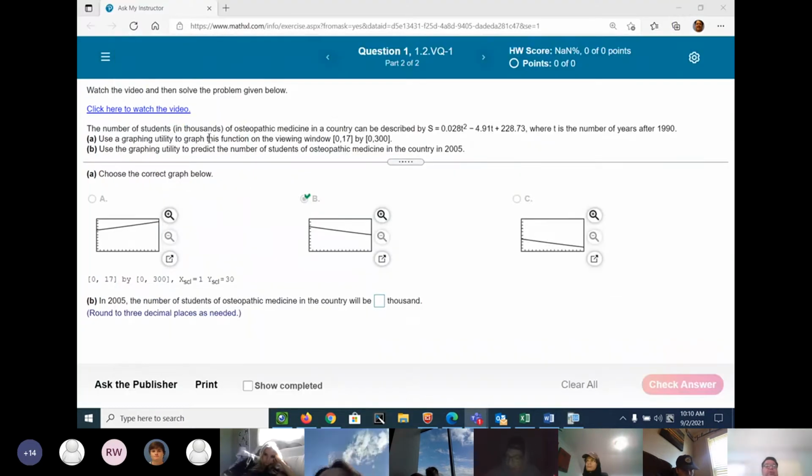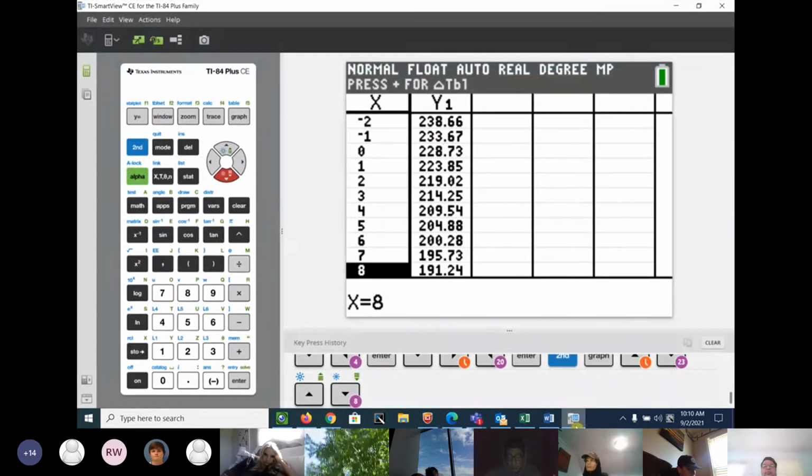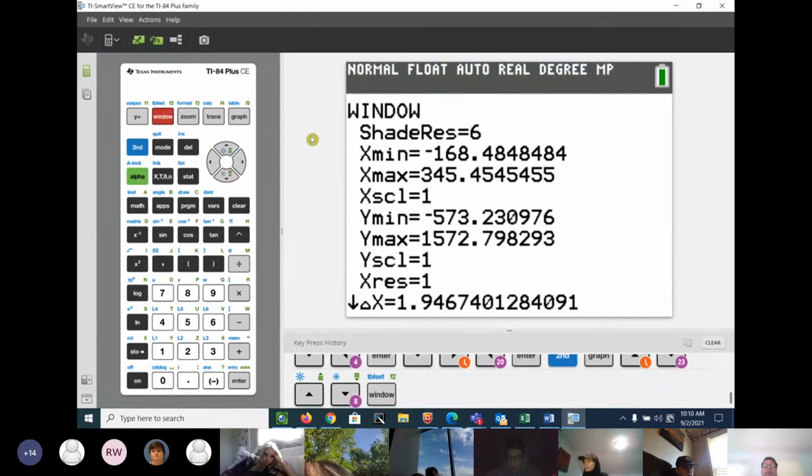It says use the graphing utility to graph the function on the viewing window. Now, I'll show you how to use the window, but I don't use it. So I'm going to show you how to use it. Right here, there's the window. You click on window and you type in those numbers that they gave you.